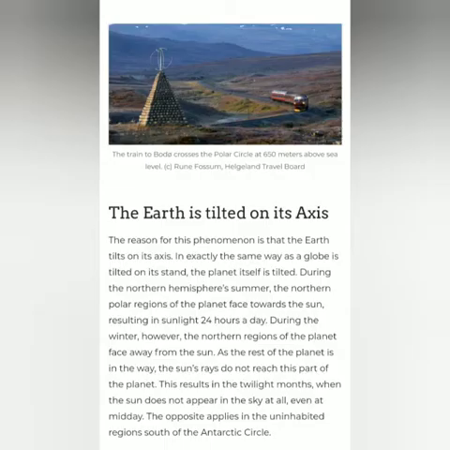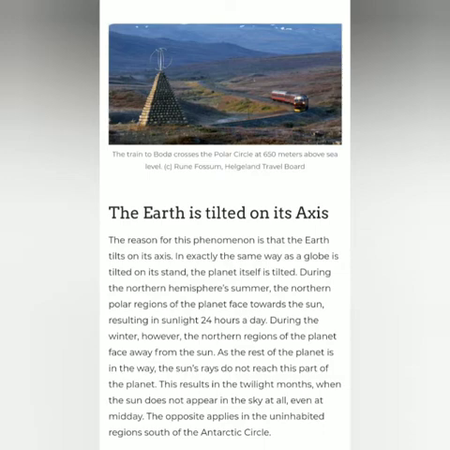Some parts through the year, it is always day or always night time in the Arctic Circle. Let's see why this happens. The Earth is tilted on its axis, something we looked at last week. The reason for this phenomenon is that the Earth tilts on its axis in exactly the same way as a globe is tilted on its stand. The planet itself is tilted.